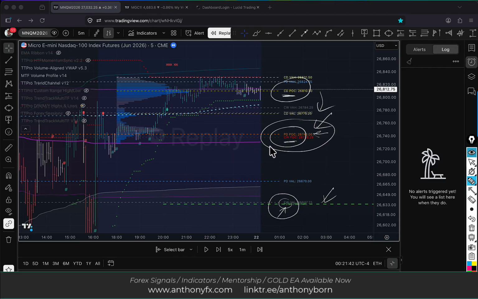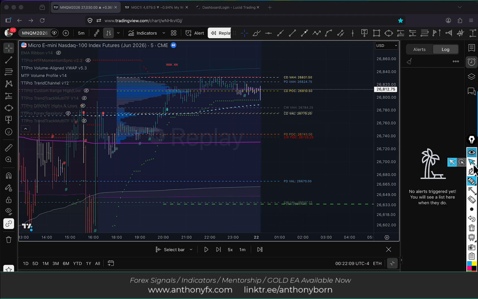Hope that makes sense. Point of control is where most of the business has been done. The previous day point of control was through here. A lot of business was done through there, and now we're breaking out of that. Price discovery. See, today is above yesterday's, and we are above the previous day close. That's all you need.